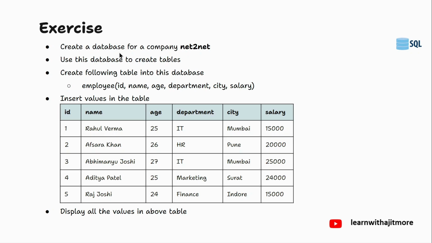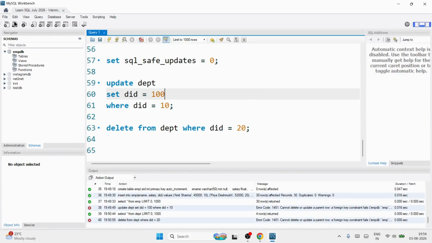Create a database for a company, net to net. Use this database to create tables. Create the following table in this database: employee, ID, name, age, department, city, salary. Insert records. Now it's not necessary to use the same records. You can ask the AI tool to generate some sample records and display all the employees in the above table. For the time being, only this much. Then on the same table, we will be doing aggregates, group by, so many things we'll do. Okay? Can you do this quickly?